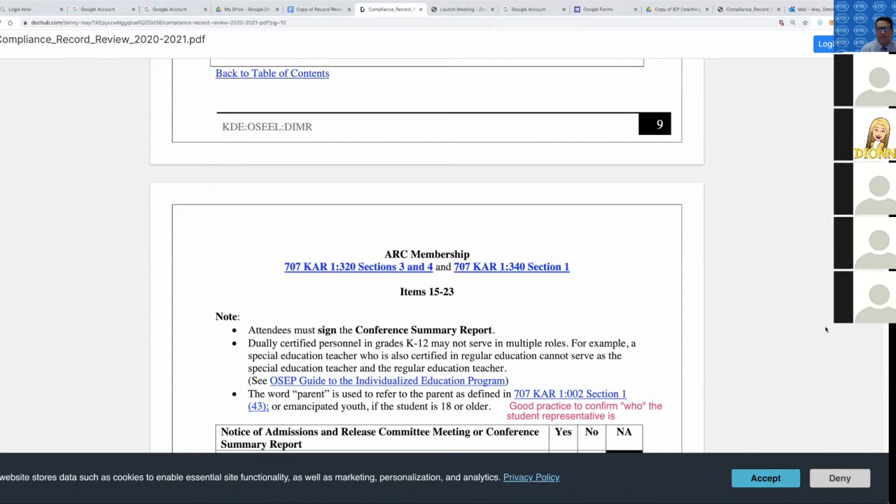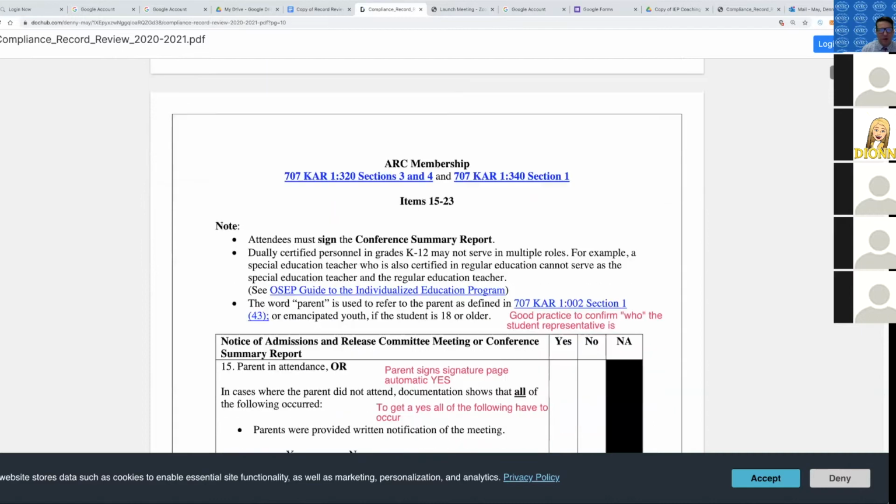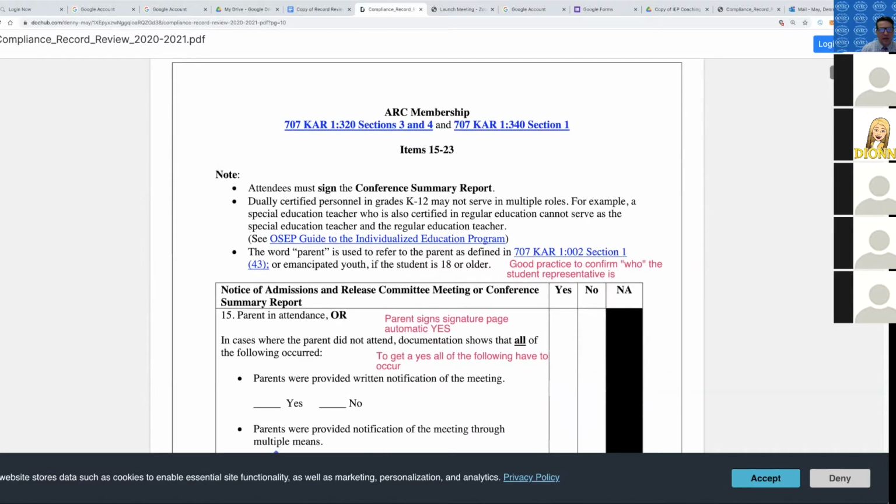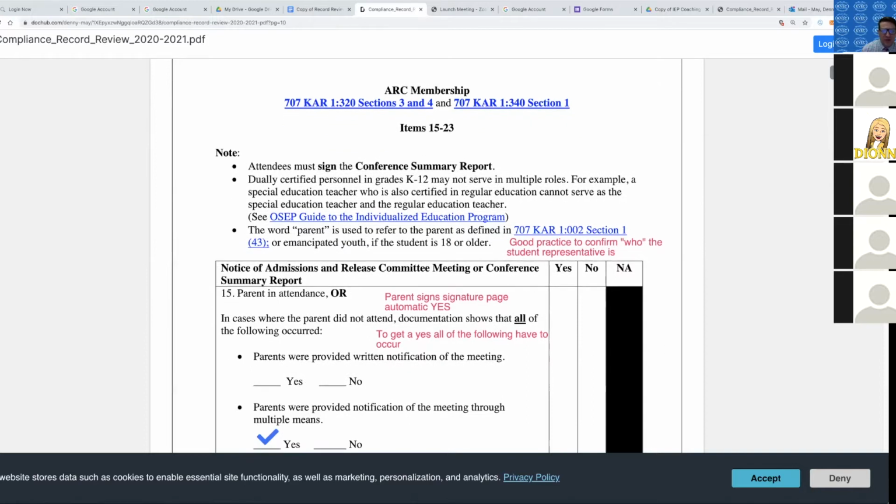All right, so now we're talking about ARC membership as we move on down. So we're looking again at who actually signed the conference summary report. See that in bold right there in the notes? We're looking at the conference summary report, and we're looking at the notice of admission or release committee. We're comparing the two documents. We're looking to see who was invited, and we're looking to see who signed. And there's some other notes up there, and we'll talk about those in just a second.